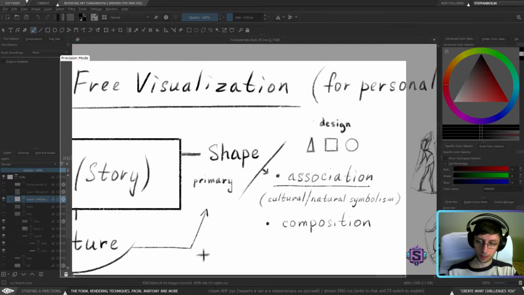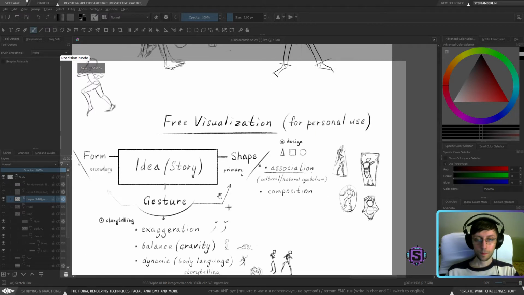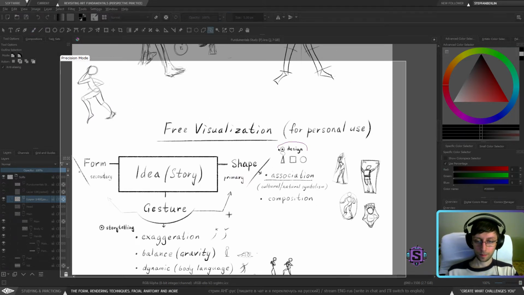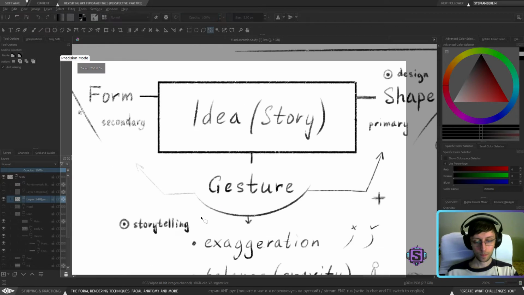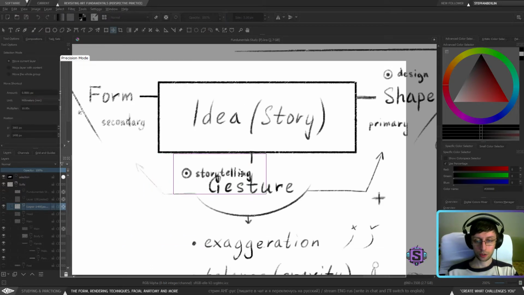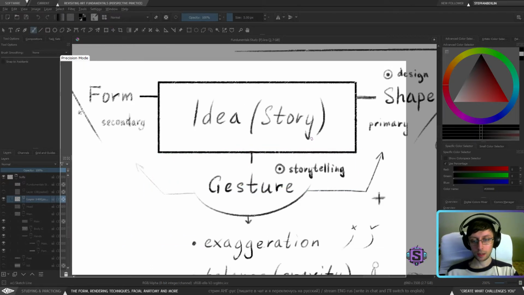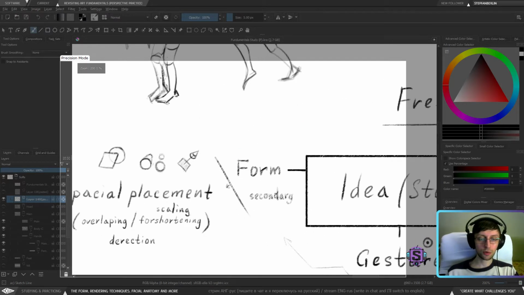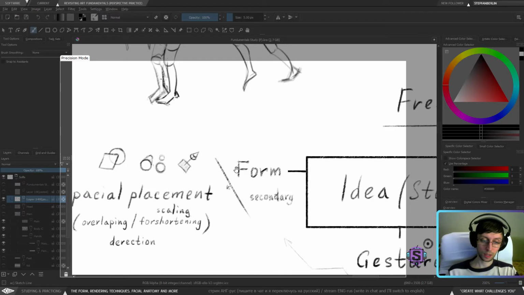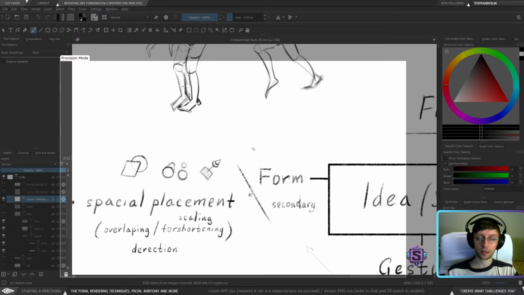Let's just set them as a similar thing. Set them quite apart. Gesture, this is going to be our storytelling, and the form is going to be a way to create a delusion of reality, I guess, just a technical thing.